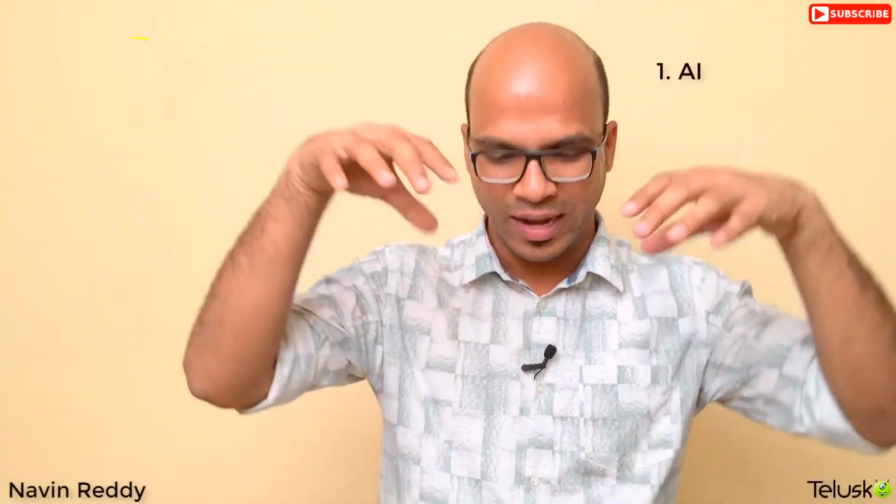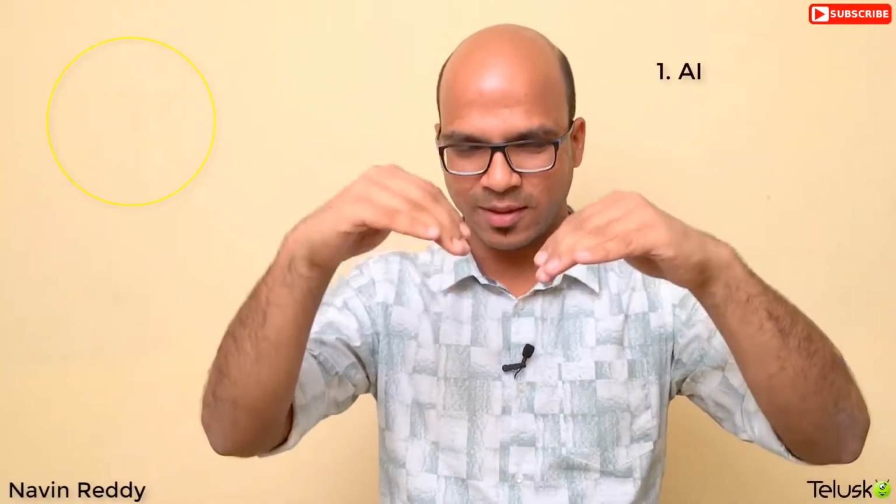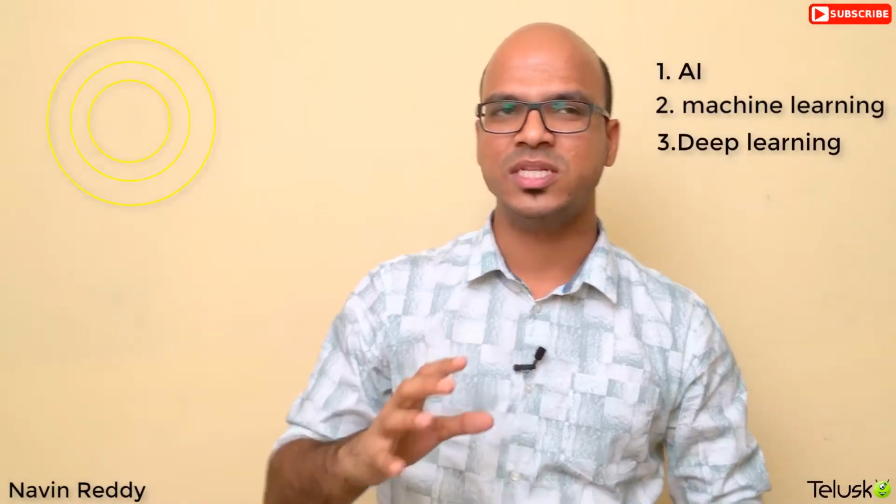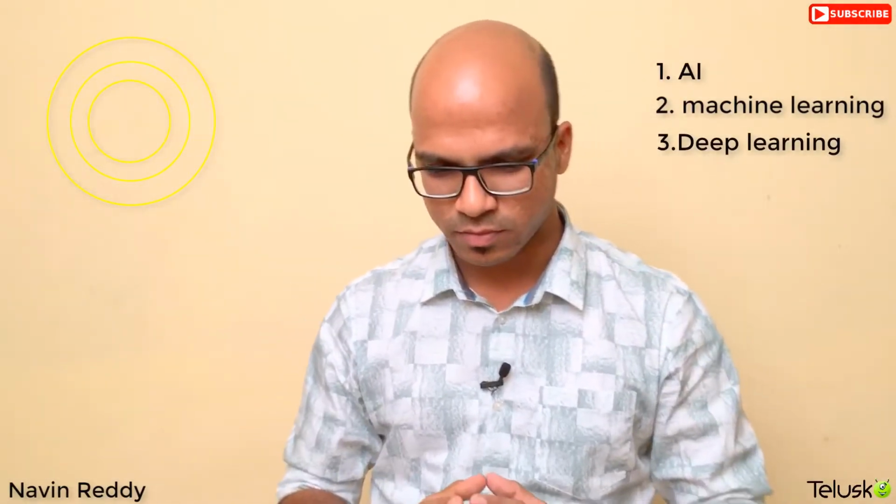But then we have another word which is called deep learning. Machine learning is a part of AI and deep learning is a part of machine learning. So if you go in depth, we have AI, in that we have machine learning, and in that we have deep learning. Now what is deep learning? Let me give an example.